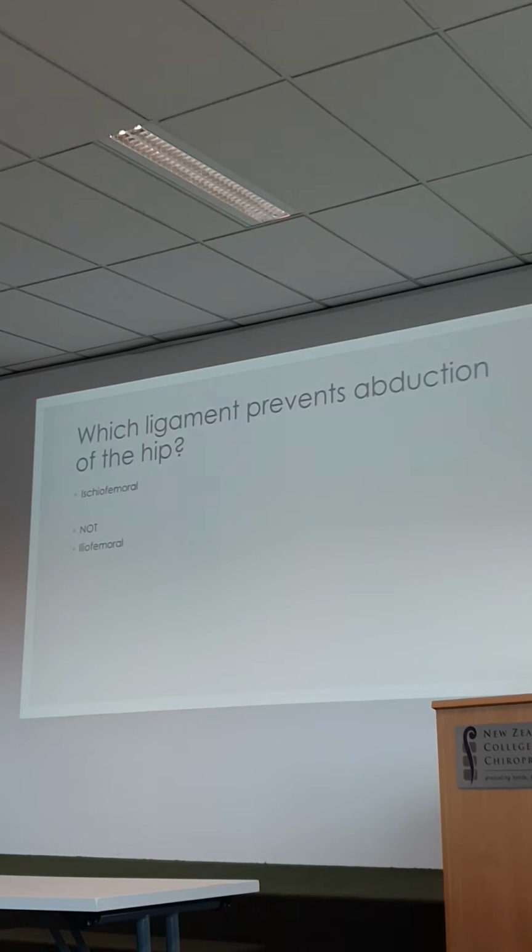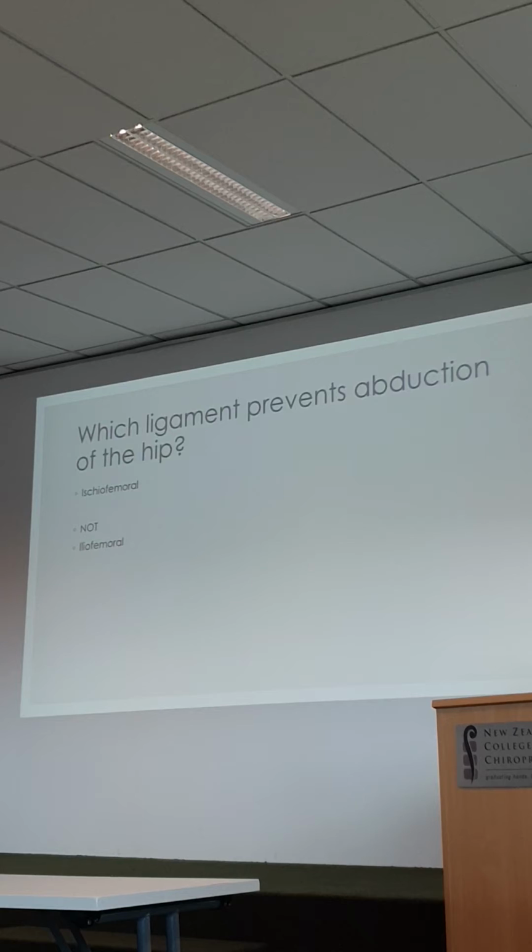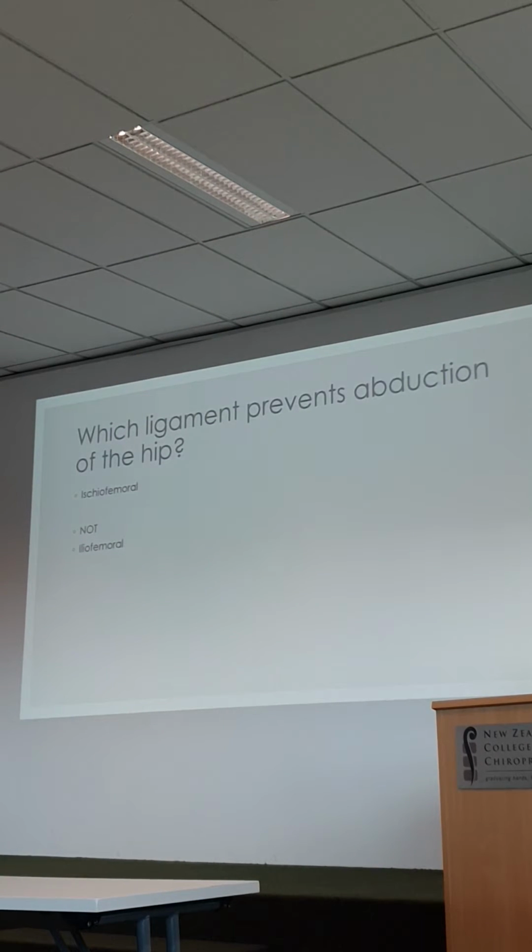Which ligament prevents abduction of the hip? The answer was ischiofemoral. There was only a 50-50 chance of getting this right. Some people put the other answers. Iliofemoral and pubofemoral, which wasn't in the selections, both abduct. And then the others were transverse ligament, which holds the head of the femur in, and the other one was something else which had nothing to do with it.